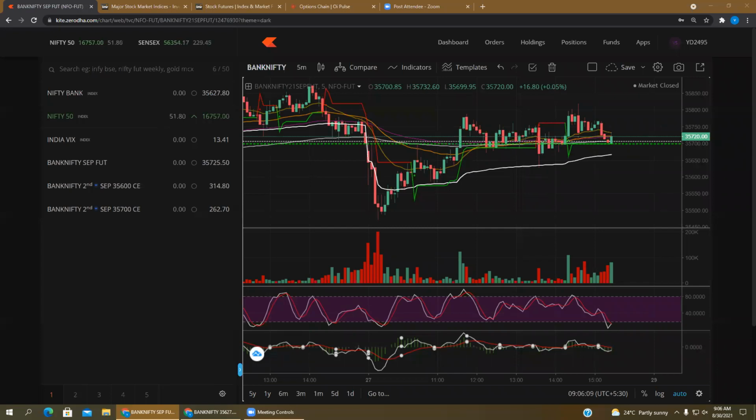First, what I'm looking for is on the upside. If my call is giving me a profit, let's say I have a 36,200 call, I'm just waiting for the pre-open to settle. But the scenario I'm looking for is, if the call is going to be profitable, I'm going to exit the call and keep the put for some time, at least 30 minutes.